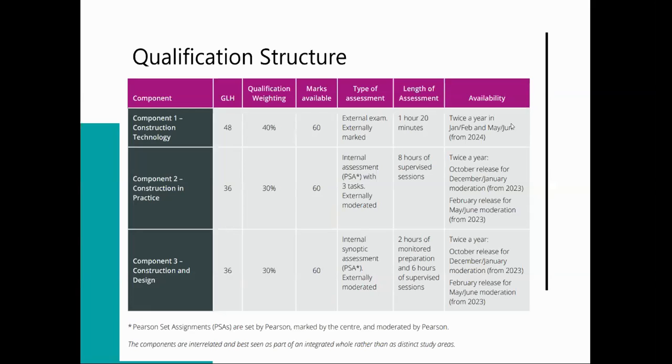And component 3 is our construction and design. It's 36 hours worth of guided learning, followed up by an 8-hour monitored and supervised session. I'll talk more about how that's broken down a little bit later. It is 30% of the final course, and it is worth 60 marks in total, and there will be two releases of the Pearson set assignment briefs. We'll look at each of these different components in more detail, and what this grid means, as we go through the presentation.